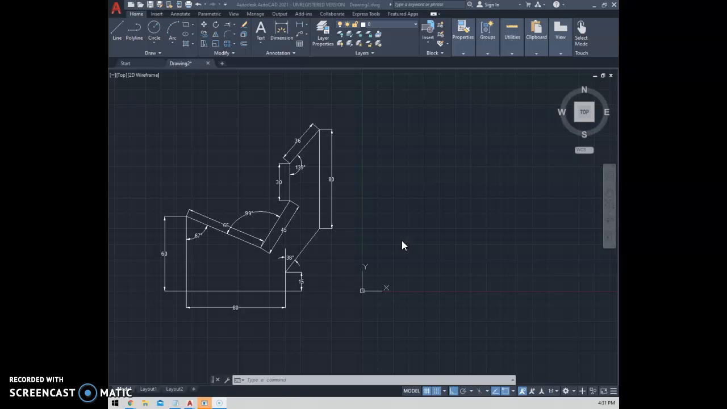The first one is the polar coordinate drawing with the relative coordinate system, and doing that both in a linear way but also in a polar coordinate way. So here's the first step.